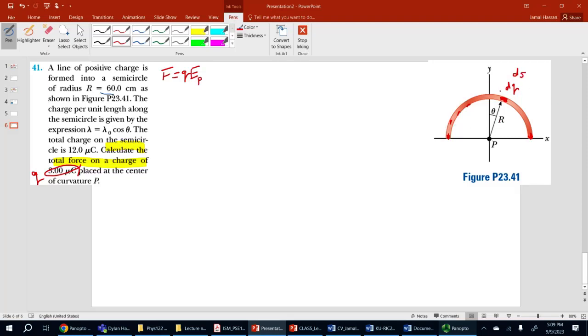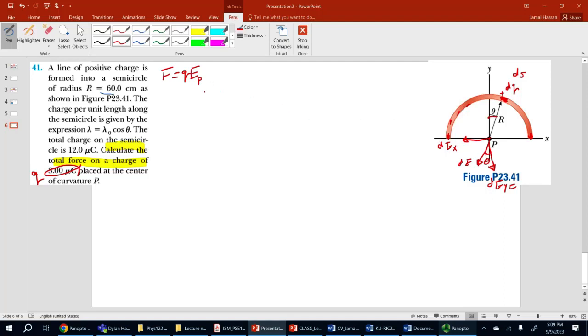If we assume the charge is positive, then that small piece dq will produce an electric field at point P directed diagonally this way. Let's call it dE. This electric field vector has two components. One goes down, let's call it dEy, and one goes to the left, let's call it dEx. This is our theta, the same theta.